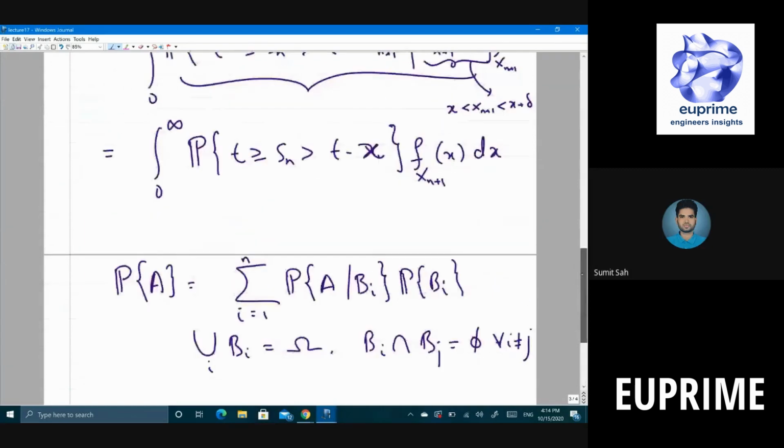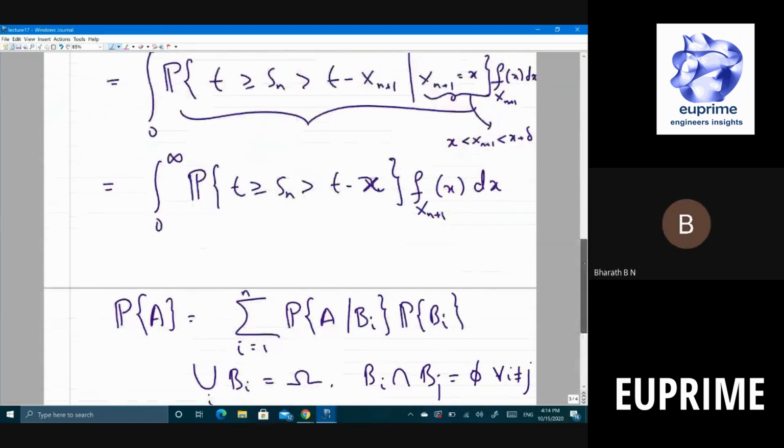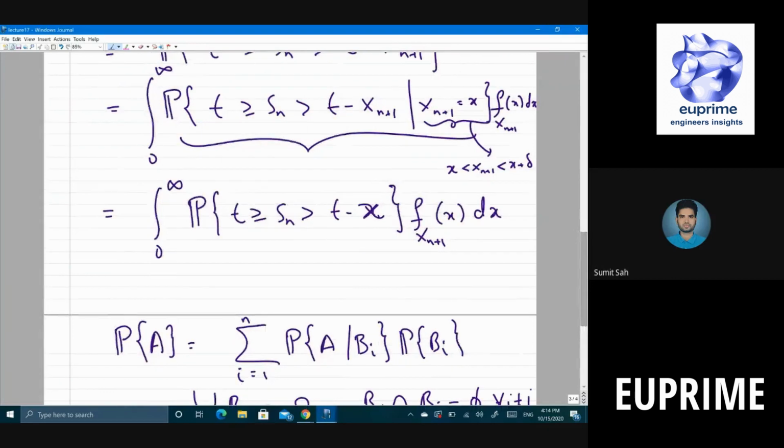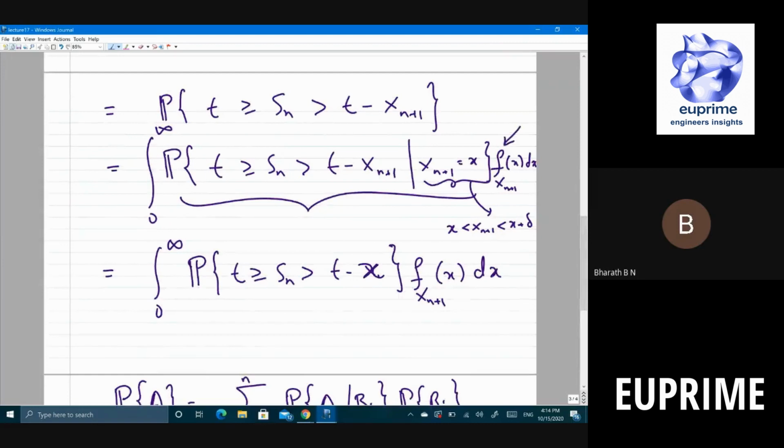Sir, we are conditioning over Xn plus 1 here, no, sir? Yes. It is just because Xn plus 1 has nothing to do with the Sn for that. Correct. You cannot condition on a zero probability event, right? Yes, so what do you mean by that? Actually, sir, just above this line, before you have conditioned on Xn plus 1, so there was no conditioning, but in the next line, you have conditioned on Xn plus 1 equal to x. The density also, remember.